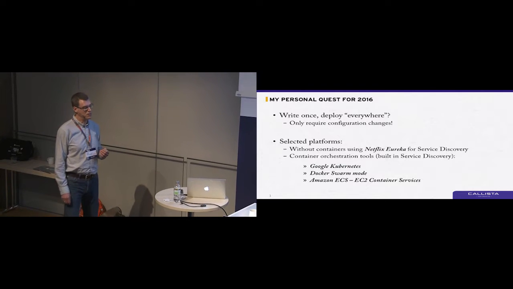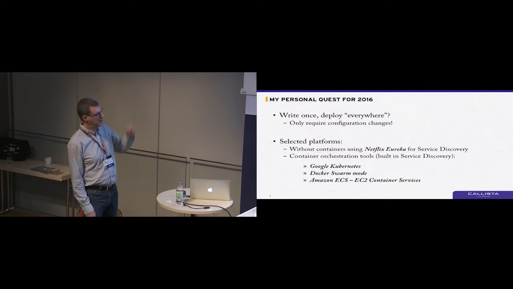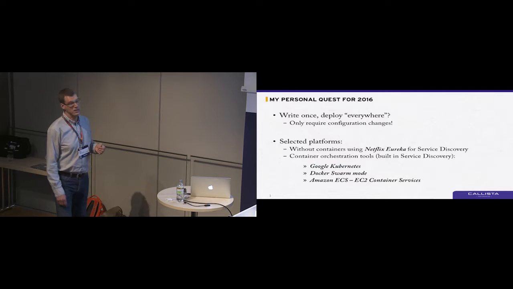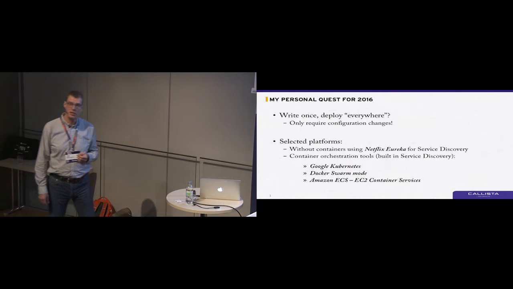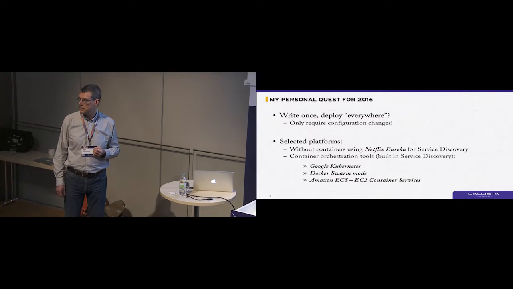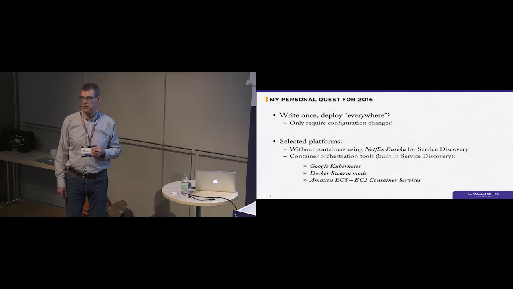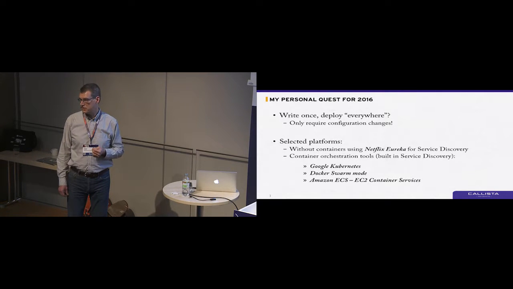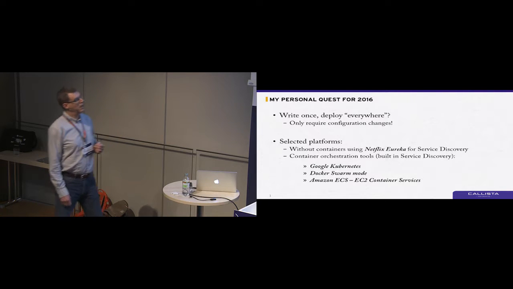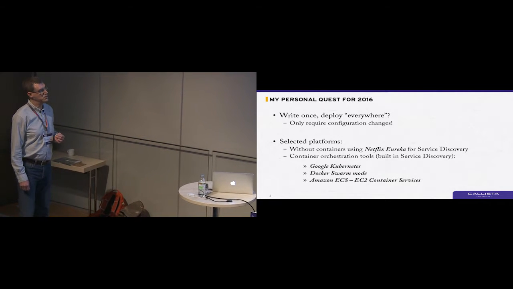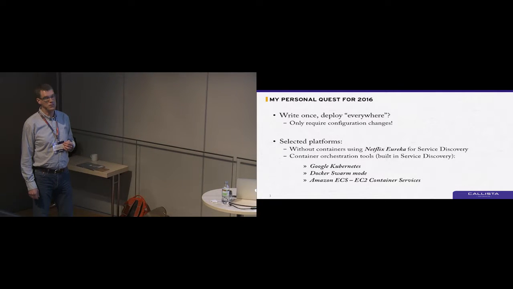Based on the interest of customers, I selected these environments or platforms. First, deploying without containers using Netflix Eureka as a discovery service. And then in the container world, I selected three orchestration tools with their embedded service discovery functions: Google Kubernetes, Docker in swarm mode, and Amazon's EC2 Container Service.